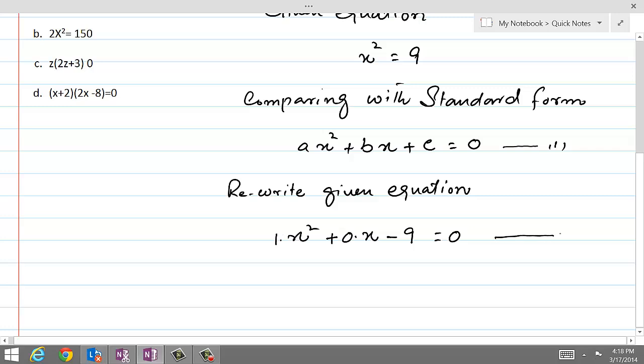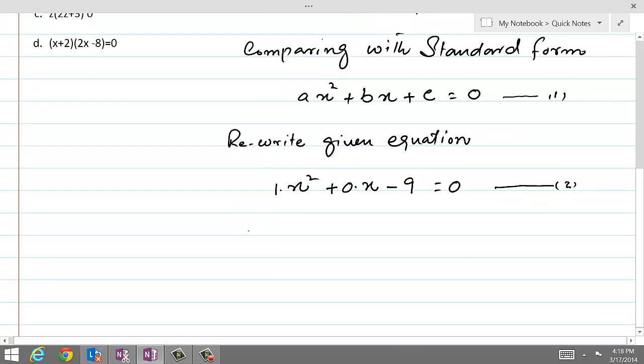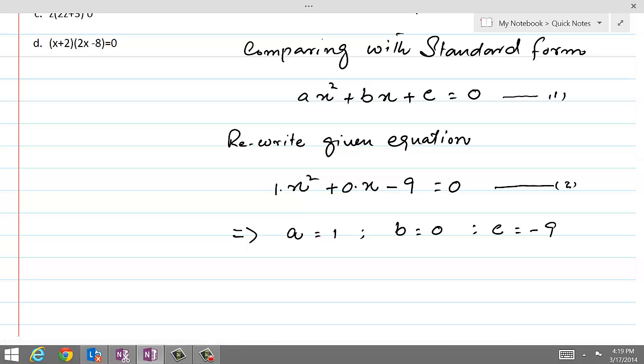If we compare the given equation in 2 with the standard form of the quadratic equation, we can see the values of a, b, c. a is the coefficient of x square in both cases, so a is equal to 1, b is equal to 0, and c is equal to minus 9. a, b, c are not going to do much in this case, but it's always good to have these values, because for other techniques we will be needing them.